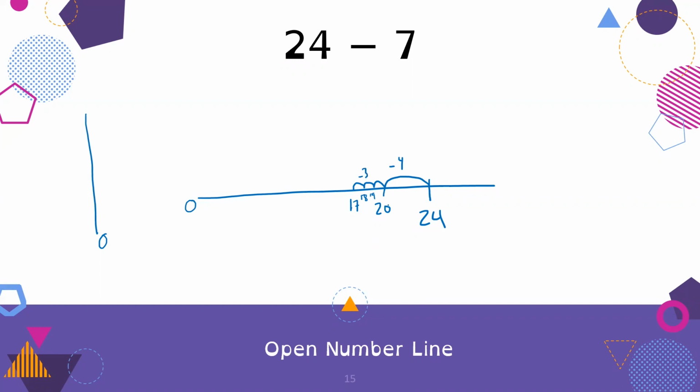I could just do that in one jump. I could just do 20, take away 3 is 17. Or I could do it by ones like I've shown on my little jumps. So that means that 24 take away 7 is equal to 17. And that's all you do with an open number line: you just write on the numbers that you need that are helpful for you. And that can be different depending on who you are and what you're doing.